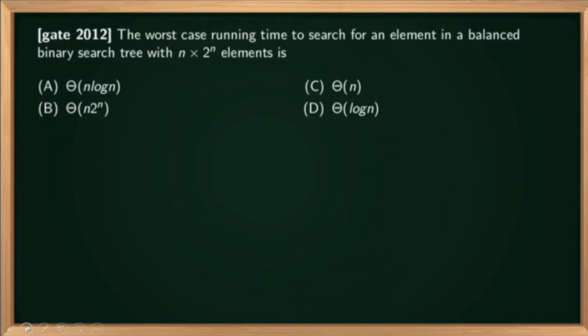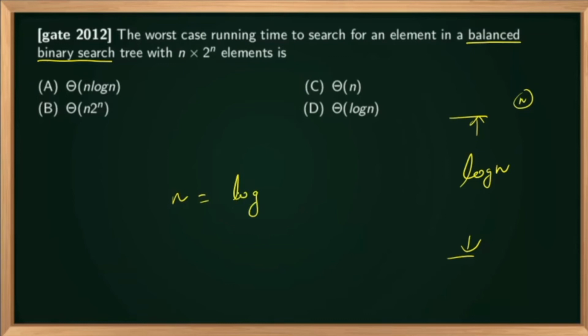Okay, now listen here. It is given that you have a balanced binary search tree. I already told you, if you have a balanced binary search tree, then the height will be log n if you have n nodes, and the searching time will be the height of the tree, that is log n. So if you have n nodes, the time complexity will be theta of log n.